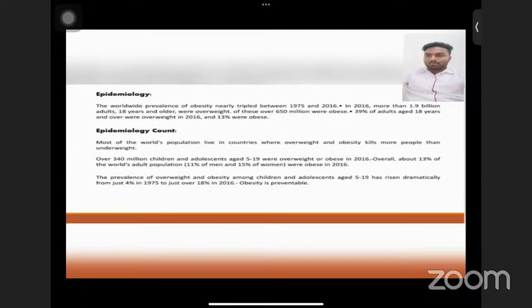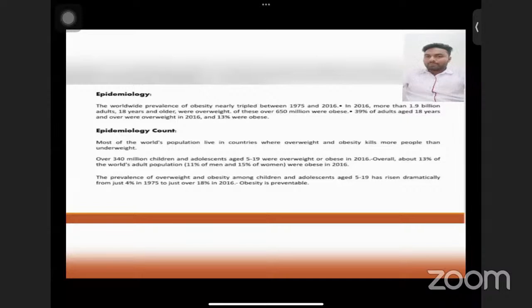Epidemiology continued. Most of the world's population live in countries where overweight and obesity kills more people than underweight. Over 340 million children and adolescents aged 5 to 19 were overweight or obese in 2016. Overall, about 13% of the world's adult population, 11% of men and 15% of women, were obese in 2016. The prevalence of overweight and obesity among children and adolescents aged 5 to 19 has risen dramatically from just 4% in 1975 to just over 18% in 2016.